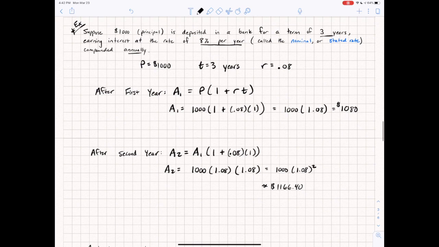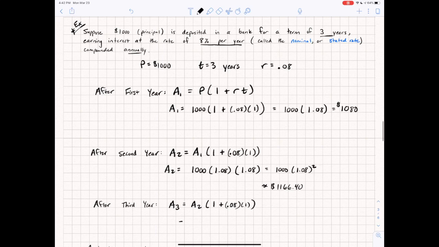All right, well, let's figure out what would be at the end of the third year and the final year. So A3, this would be calculated based on my final amount, which is in A2. And then I'm going to multiply this by 1 plus my interest rate, which is 0.08, times 1, because that's how much time has elapsed between the second year and third year.